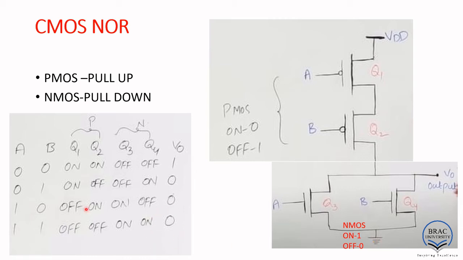So if you look at the truth table carefully, you can see when both of the inputs are 0, we are getting the output as 1. For other combinations, we are getting the output as 0. Like if one of the inputs is 1, then we are getting 0. If both of them are 0, then we are getting 1. This is basically the truth table for the NOR gate. So we can see our CMOS NOR gate circuit works as a NOR gate.